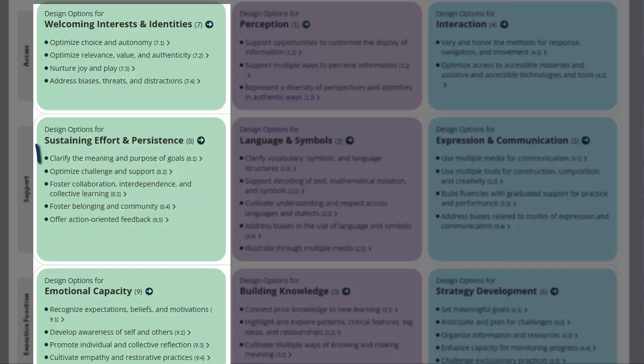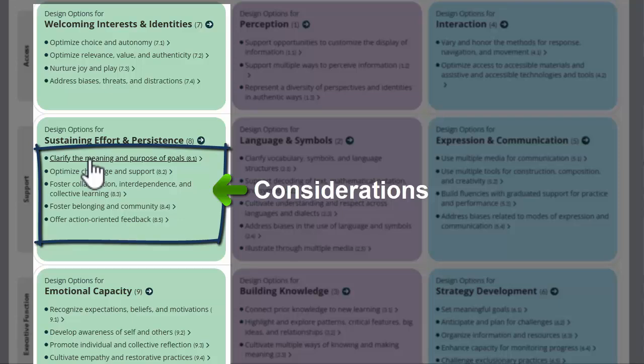Helpfully, each guideline contains a deeper level of useful practices, which help us to implement the guideline. These are called considerations in UDL speak. Interestingly, in previous iterations of the UDL guidelines, these were called checkpoints, but CAST evolved the language to avoid the misconception that UDL is a checklist of practices, and instead clarified that they are reflective prompts to consider and get us thinking more deeply about how we teach.